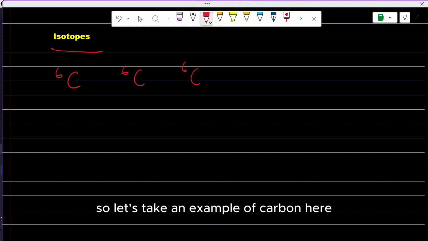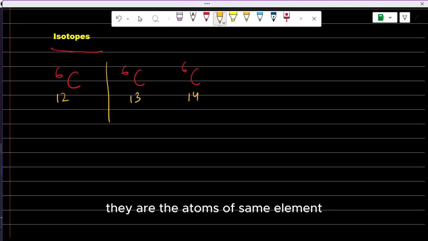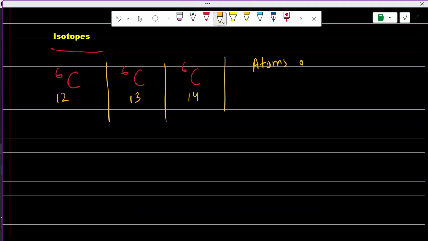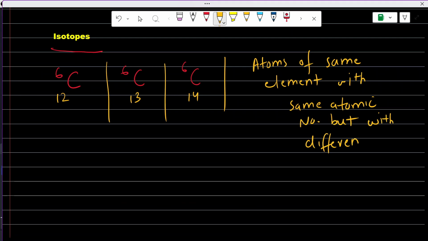So let's take an example of carbon here. And carbon has 3 isotopes, as you can see. They are the atoms of the same element, with the same atomic number, but with different atomic mass, right?